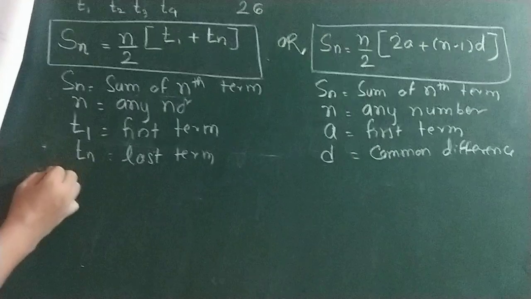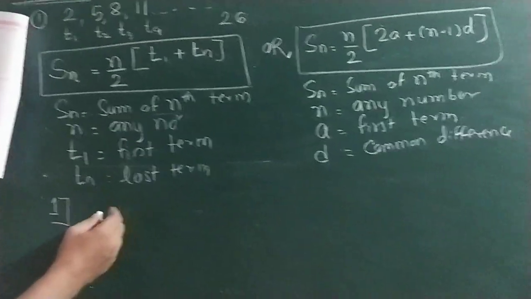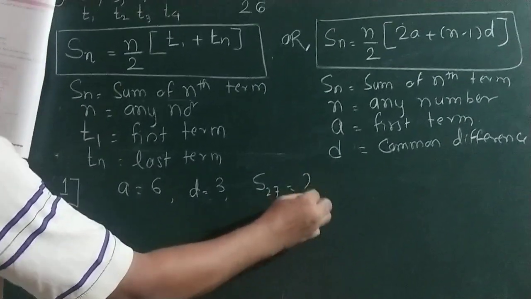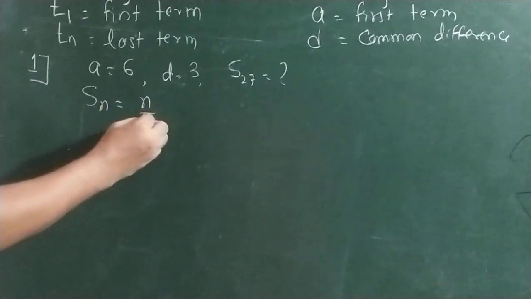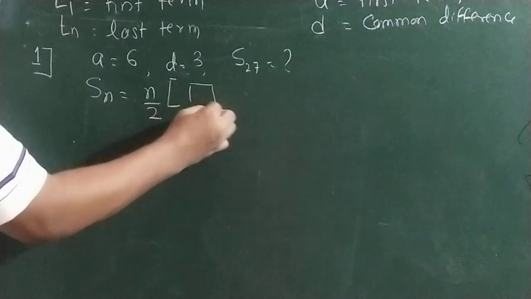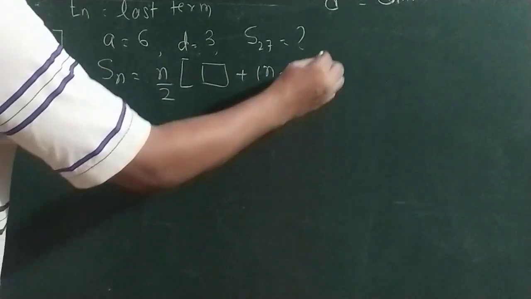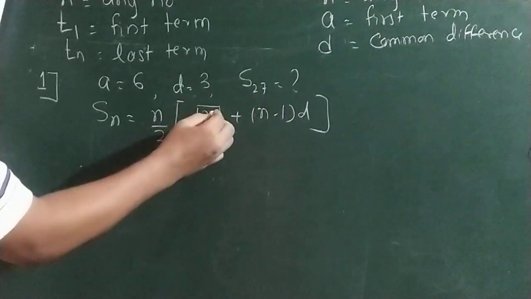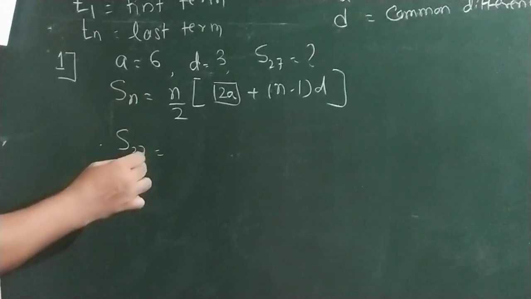Now I am starting with the first sum. It is very simple. It is given in the form of an activity. A is equal to 6, d is equal to 3. Find S27. That means n is equal to 27. So they write the formula here: n upon 2, here a box is there. Activity means you have to put a proper number in the box. So obviously they use this formula because d is also given. So 2a is in our box. S27, n is 27 given.